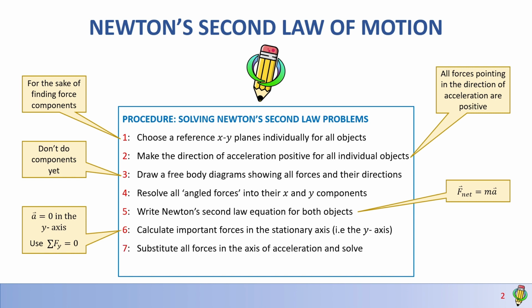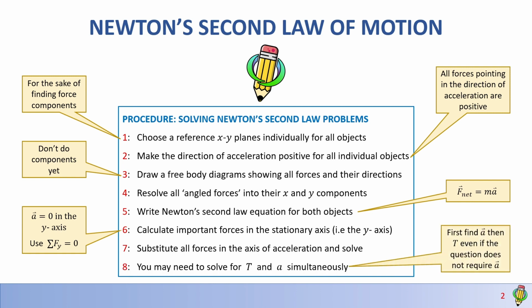Step 7. Substitute all the forces in the axis of acceleration. This is usually the x-axis, and then solve. You may need to solve for tension and acceleration simultaneously, whereby you have to find acceleration first, then you can back substitute to find the tension.